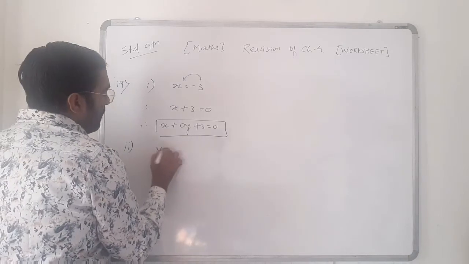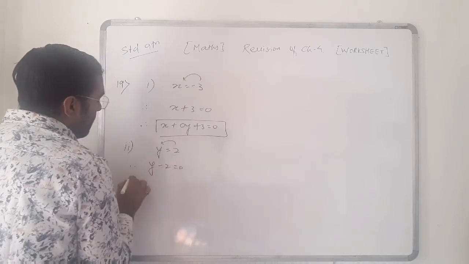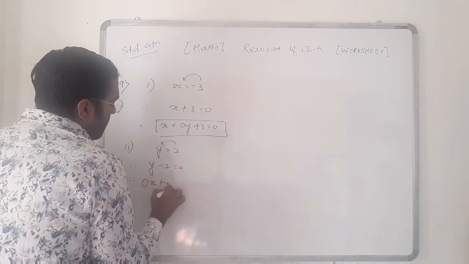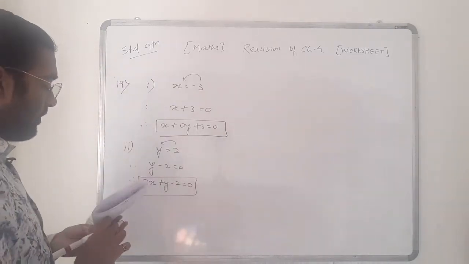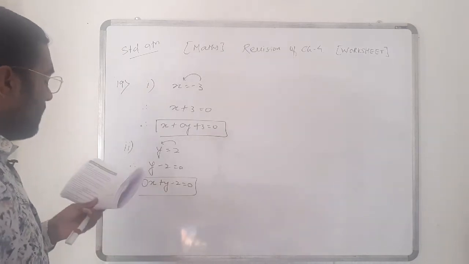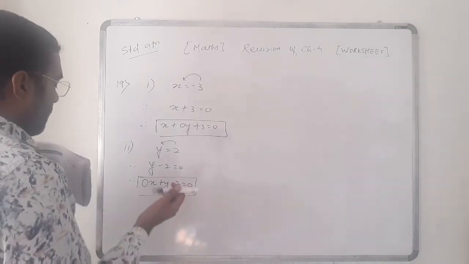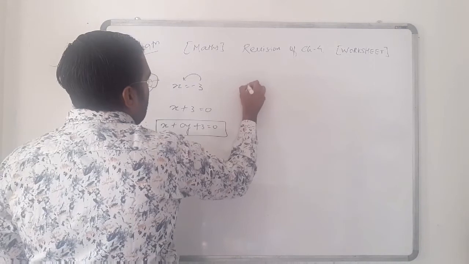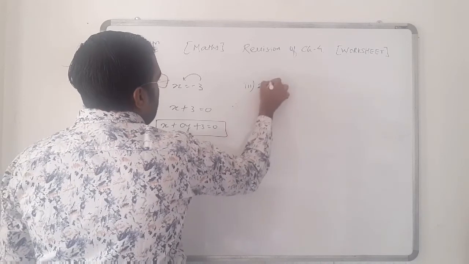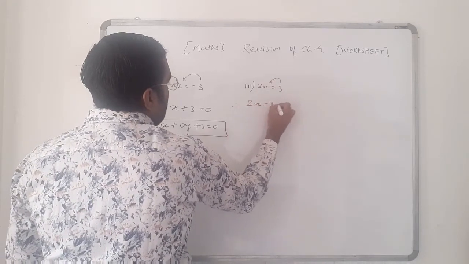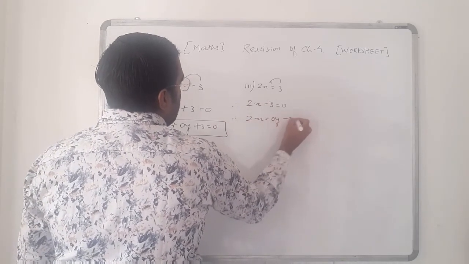Second, y equal to 2. Shift 2 to the other side, so y minus 2 is equal to 0. So 0x plus y minus 2 is equal to 0. Third one, 2x is equal to 3. First of all 3 is shifted to the other side, so 2x minus 3 equal to 0. So 2x plus 0y minus 3 is equal to 0. Clear?